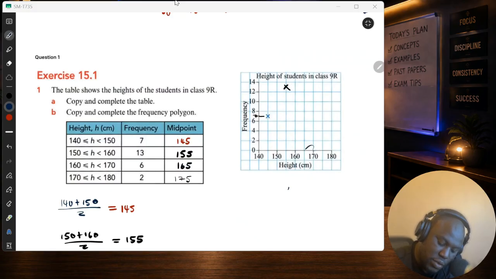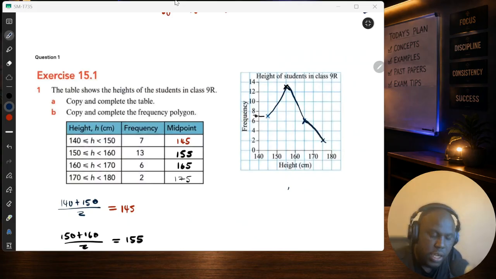Then you go to the next. 165 matches with 6. That is between 160 and 170, so it is here. Then 175 matches with 2. Between 170 and 180, that's 175. It matches with 2 like this. Then you're going to join all your points nicely with the ruler and make them all straight. And this becomes your frequency polygon and you'll be done.